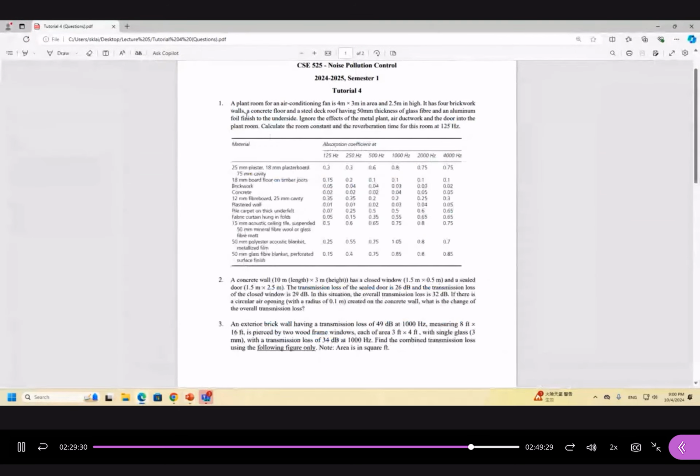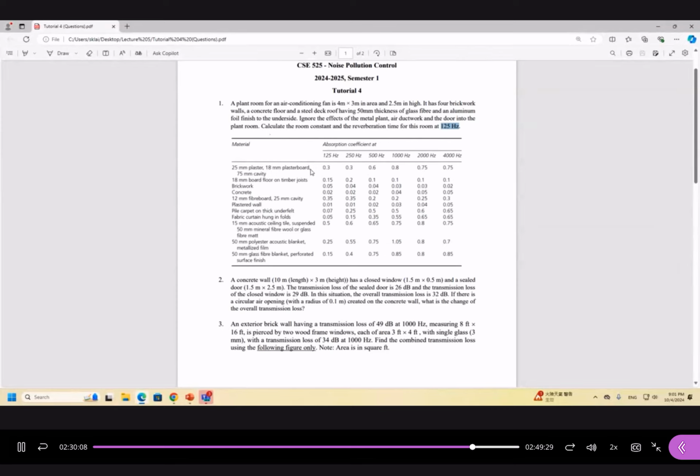Okay, we have a plant room for an air conditioning fan. The area is 4 meters times 3 meters, and the height is 2.5 meters. It has 4 brick walls, a concrete floor, and a steel deck roof having 15 millimeter thickness of glass fiber and an aluminum finish to the underside. We can ignore the effects of the metal plant air ductworks and the door into the plant room. Calculate the room constant and the reverberation time for this room at 125 hertz.